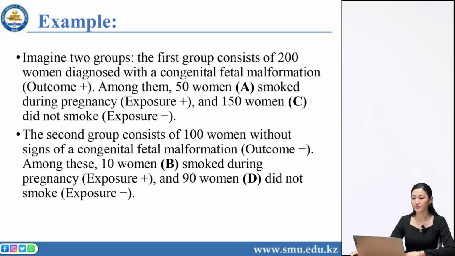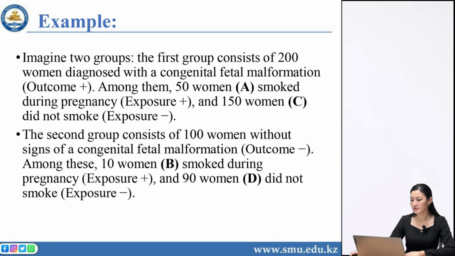For example, imagine two groups. The first group consists of 200 women diagnosed with a congenital fetal malformation. It's the outcome plus group. Among them, 50 women smoked during pregnancy and 150 women didn't smoke during pregnancy.